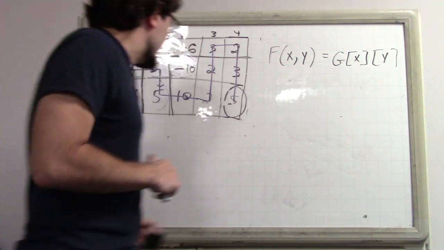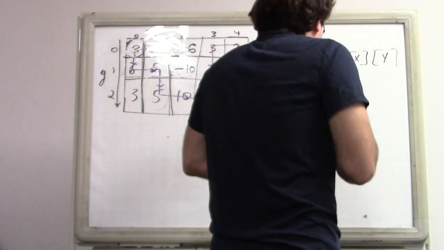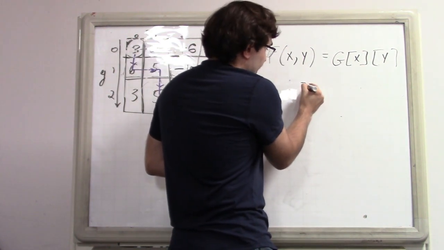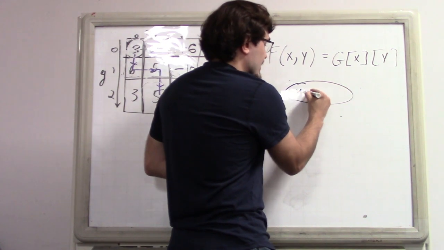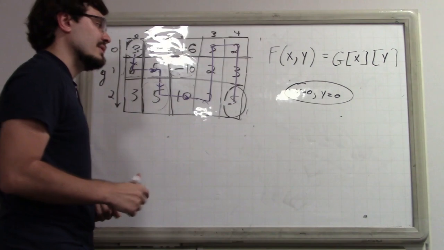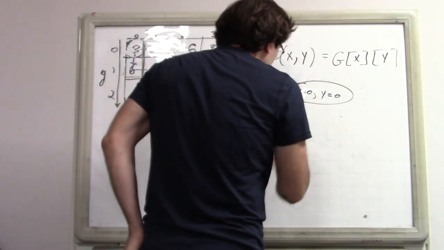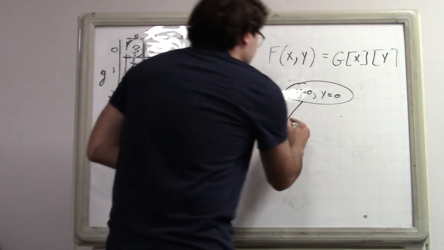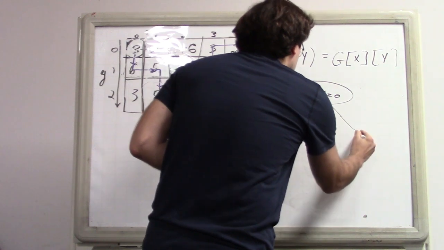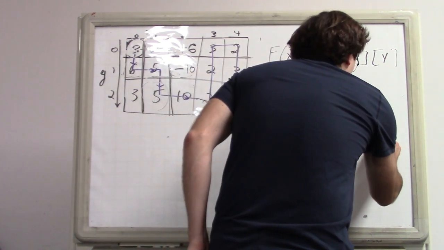Because, see, for the other problem, let's say you started with x equals 0, y equals 0. And you said, give me the best solution for x equals 0, y equals 0. And then you would recurse, and you would get a subcase for x equals 1, y equals 0. And you would get a subcase for x equals 0, y equals 1.